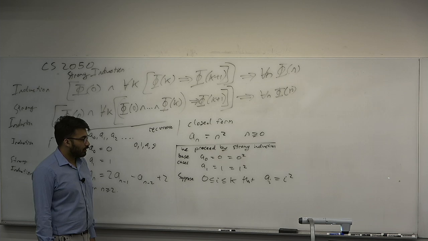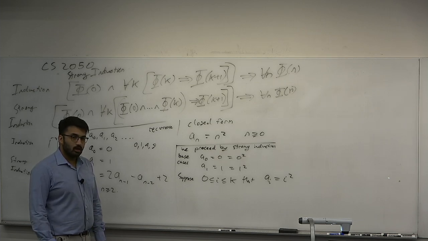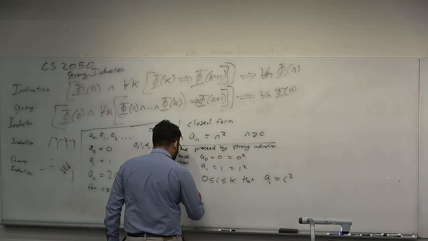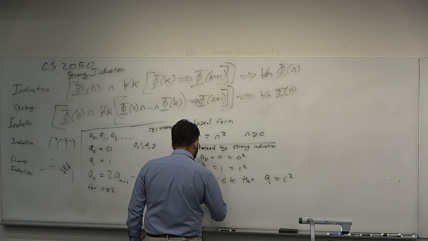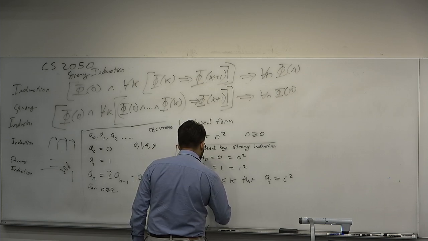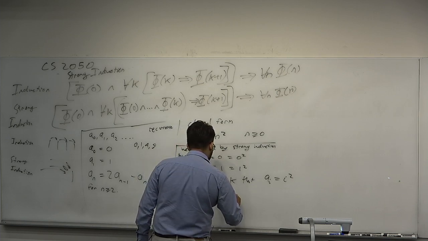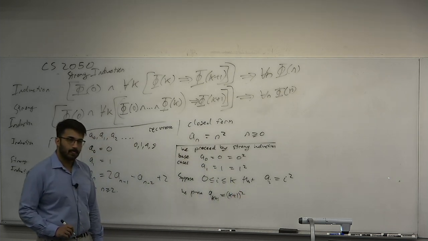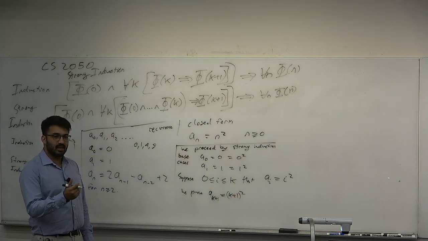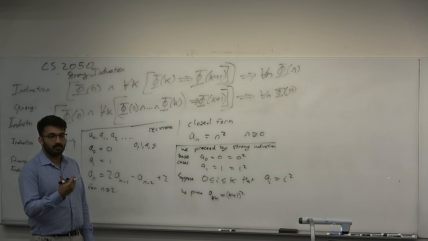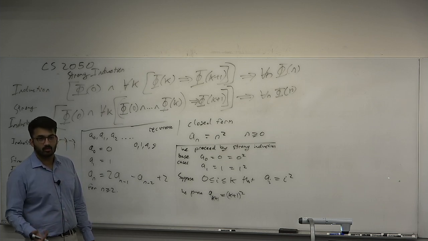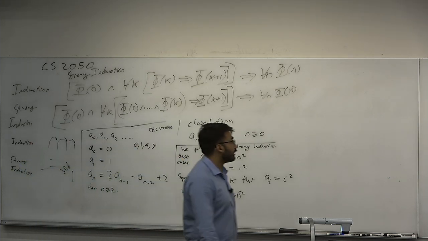All right. We prove that A of k plus 1 is equal to k plus 1 squared. We may assume that the first k of them are squares. We'll show the k plus 1th term in the sequence is going to be a square as well. Is the k plus 1th square, in fact.